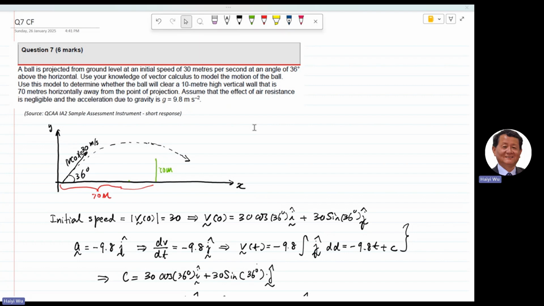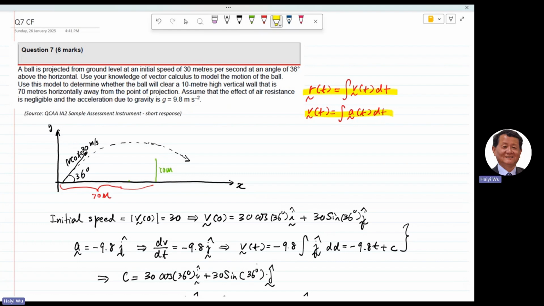All right, today we're using vector calculus to do a projectile motion. We know projectile motion, so we're going to revise a few things. The vector r(t), which is called the position vector, is the integration of the velocity vector with respect to t. The velocity vector is the integration of the acceleration vector. That's the equation we're going to use.